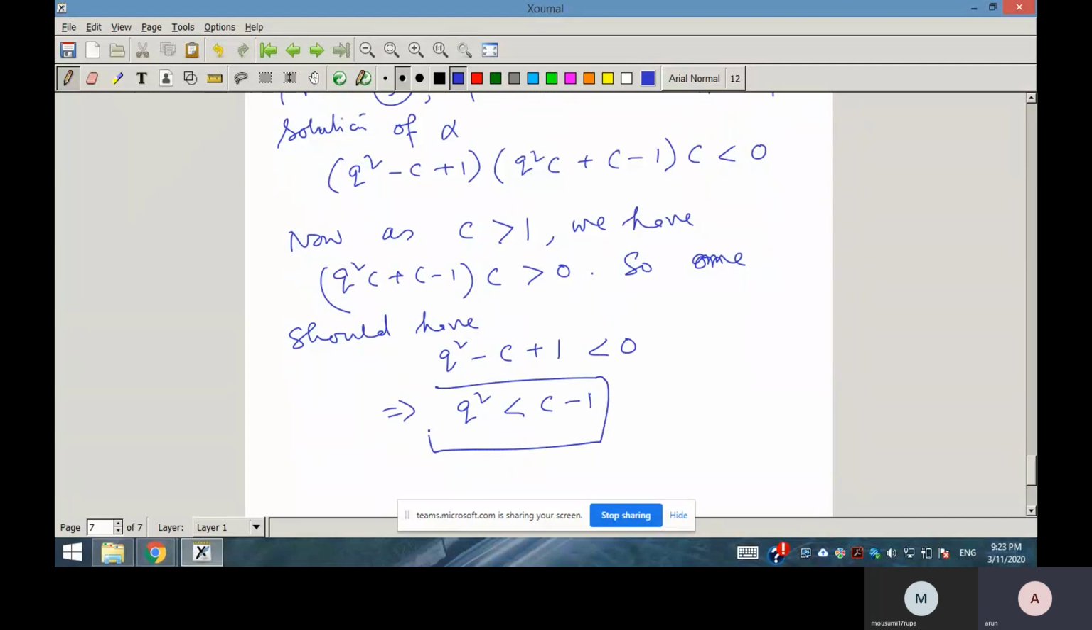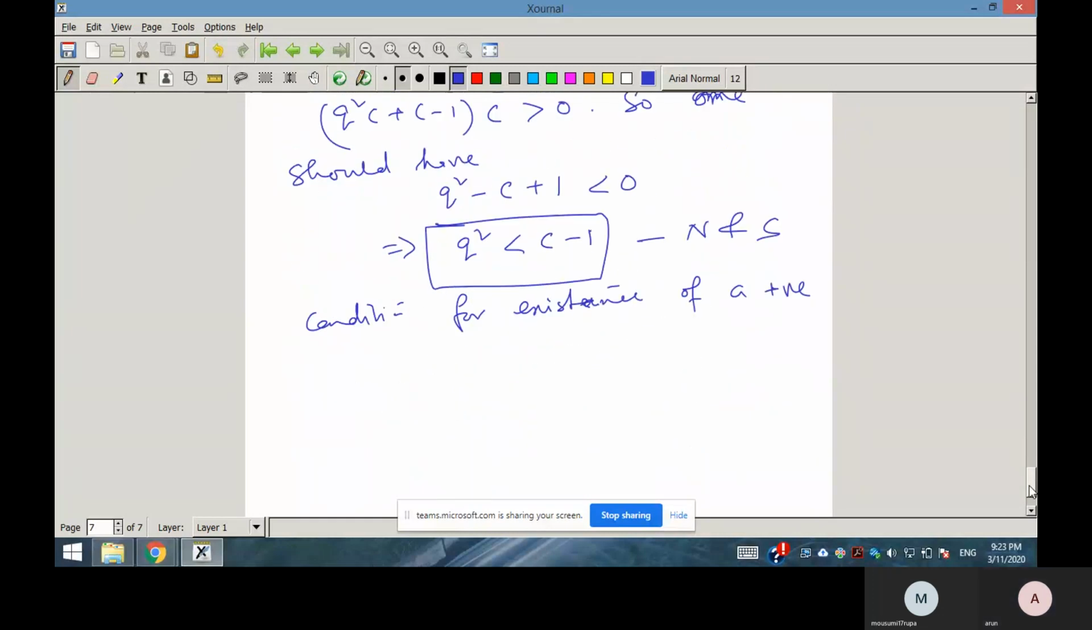So this is your necessary and sufficient condition, NNS, for existence of a positive solution.